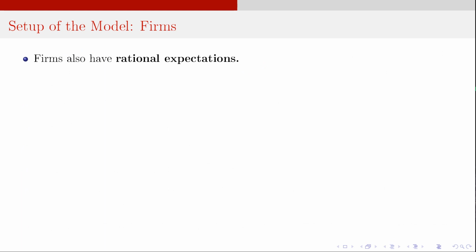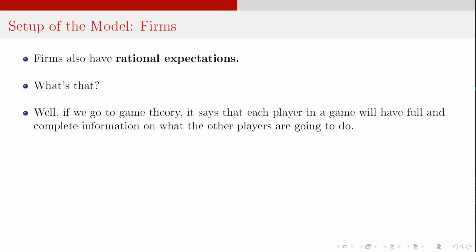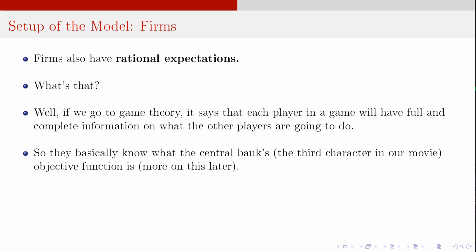Now, firms also have rational expectations. Now, what are rational expectations? Well, I guess we have to make a little trip over to game theory here. And in game theory, rational expectations is really just an assumption that each player in a game will have full and complete information on what the other players are going to do. So, if you're playing a game with somebody, and you've got rational expectations, you know what the other player's objective function is. You know what their payoffs are going to be from each decision that they make, so you know what decision they're going to want to make.